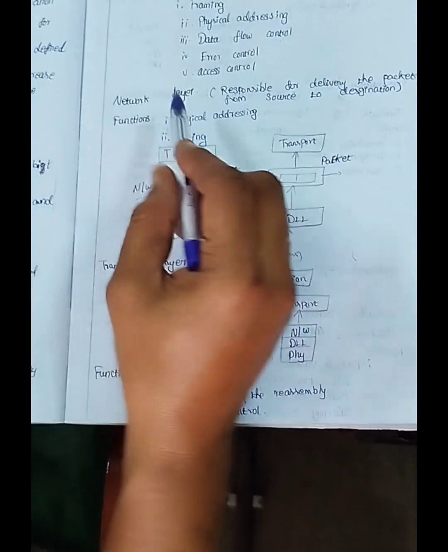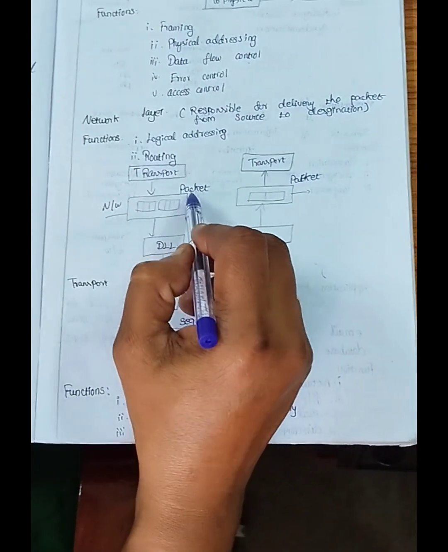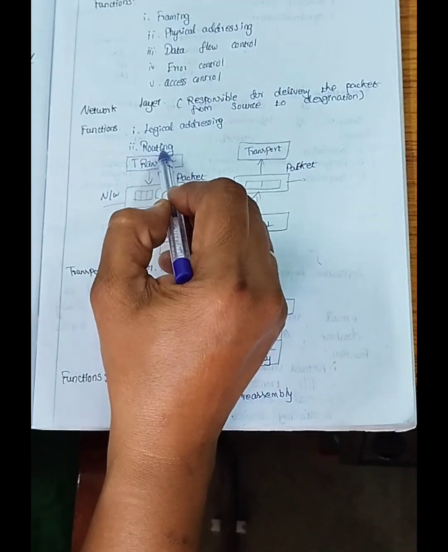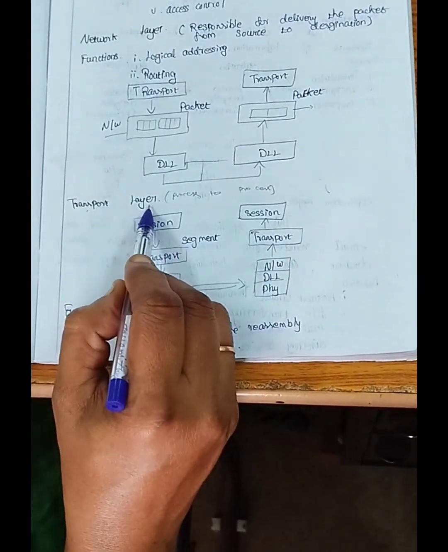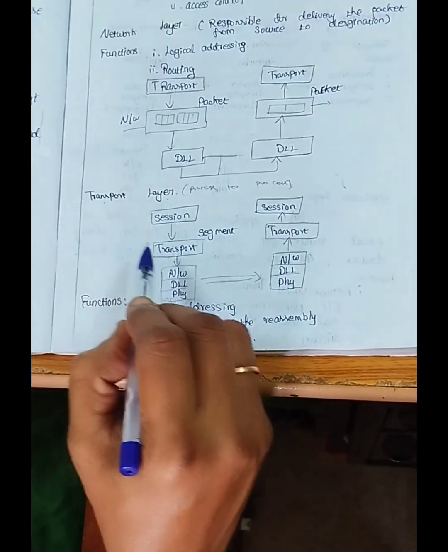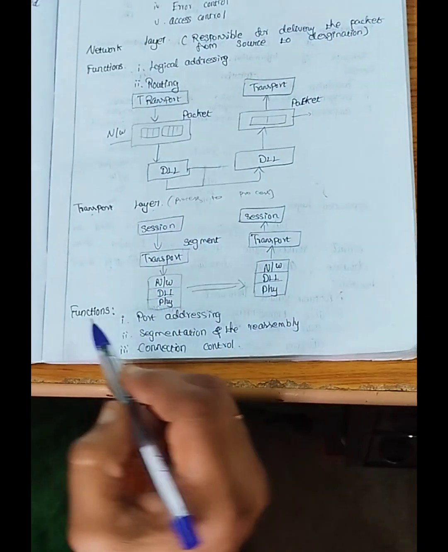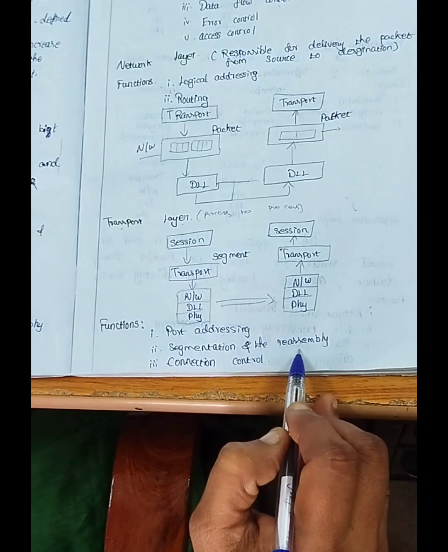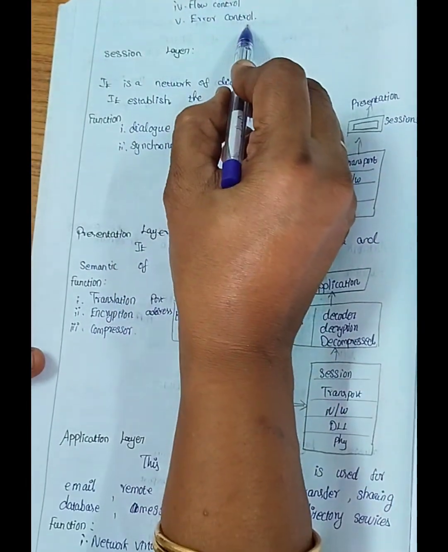And the third layer is the network layer. It is an important layer. It transfers data in the form of packets, and the two functions are logical addressing and routing. And the next layer, the fourth layer, is the transport layer. It processes the data from one port to another as segments. It transfers the segments from one port to another. And the functions of the transport layer are port addressing, segmentation and reassembly, congestion control, flow control and error control.